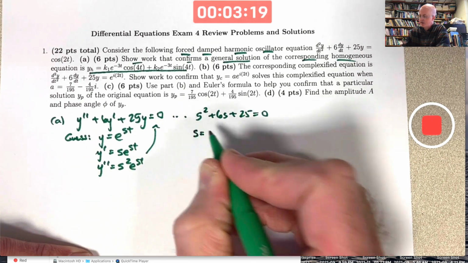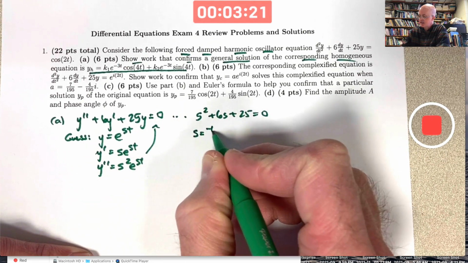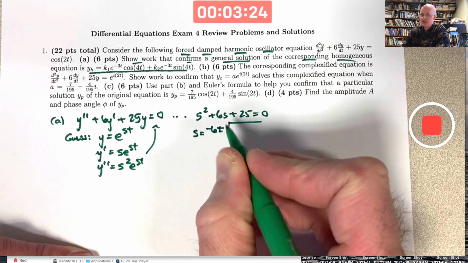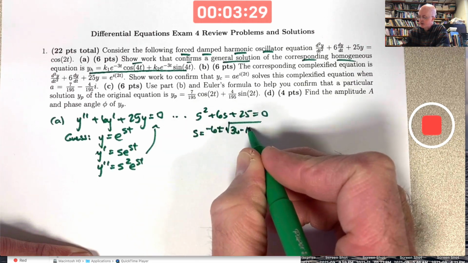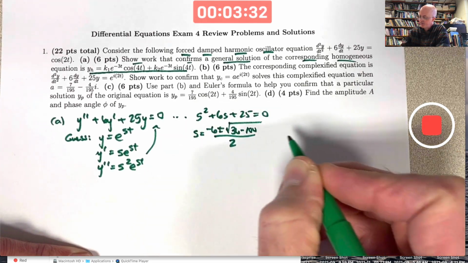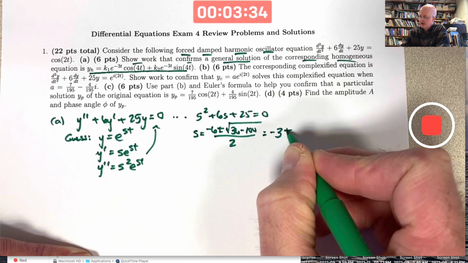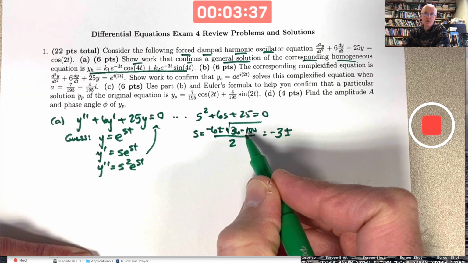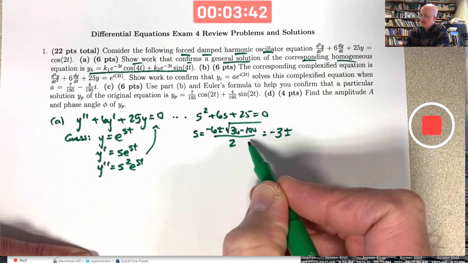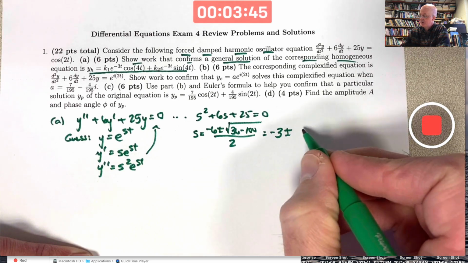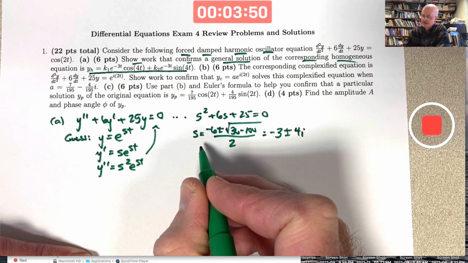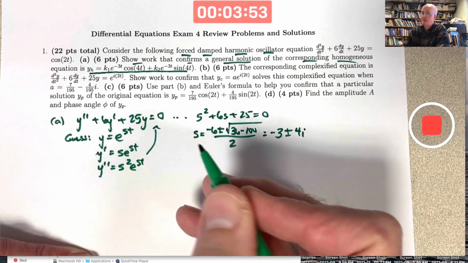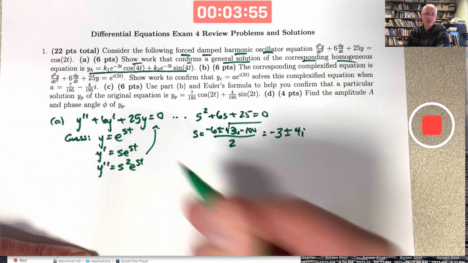If you use the quadratic formula to solve it, you get s equals negative 6 plus or minus the square root of 6 squared is 36, minus 4 times 1 times 25 is minus 100, all over 2 times 1. That becomes negative 3 plus or minus the square root of negative 64, which is going to be 8i, where i is the imaginary unit, divided by 2, that's going to give us plus or minus 4i. So negative 3 plus or minus 4i are the values of s that make this function, this complex function in this case, a solution of this real differential equation.